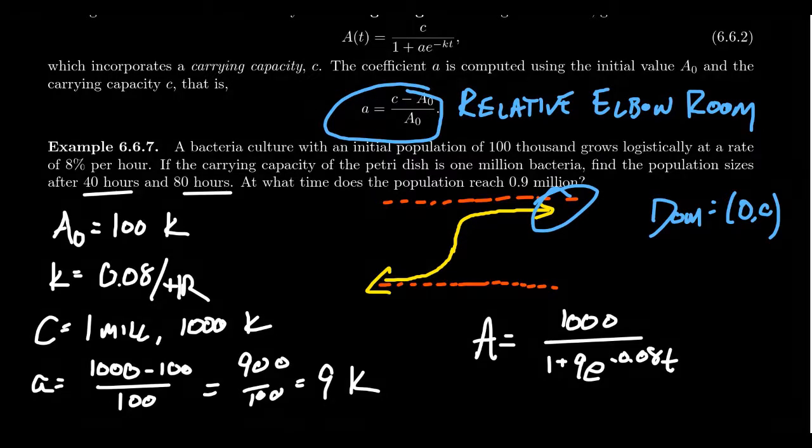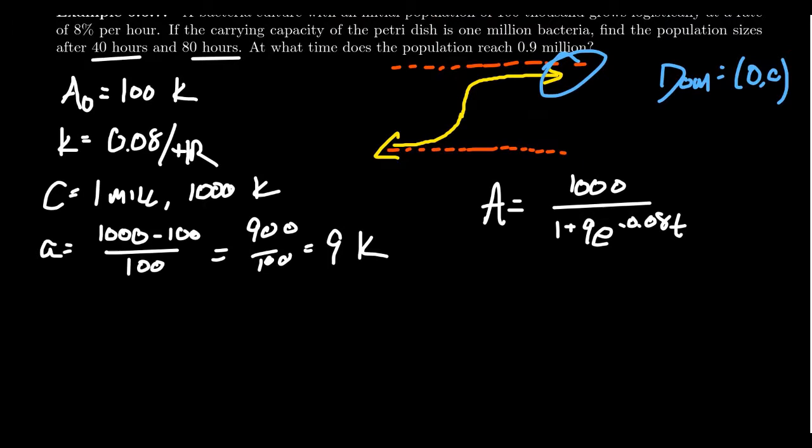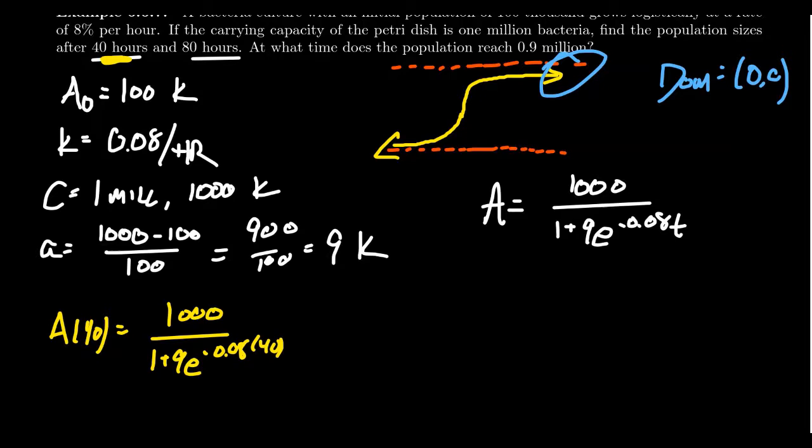So if we want to figure out the population after 40 hours, it's just a plug and chug right here. We have 1,000 over 1 plus 9 times e to the negative 0.08 times 40. At some point, we're going to have to take a power of e, in which case a calculator will be very useful. You take negative 0.08 times 40, you get that, you raise e to that power, times it by 9, plus 1, and then divide 1,000 by all that. Without going into details of how you plug something like this into your calculator, I'll assume my viewers can use their scientific calculators. This would give us approximately 731.6 thousand bacteria.